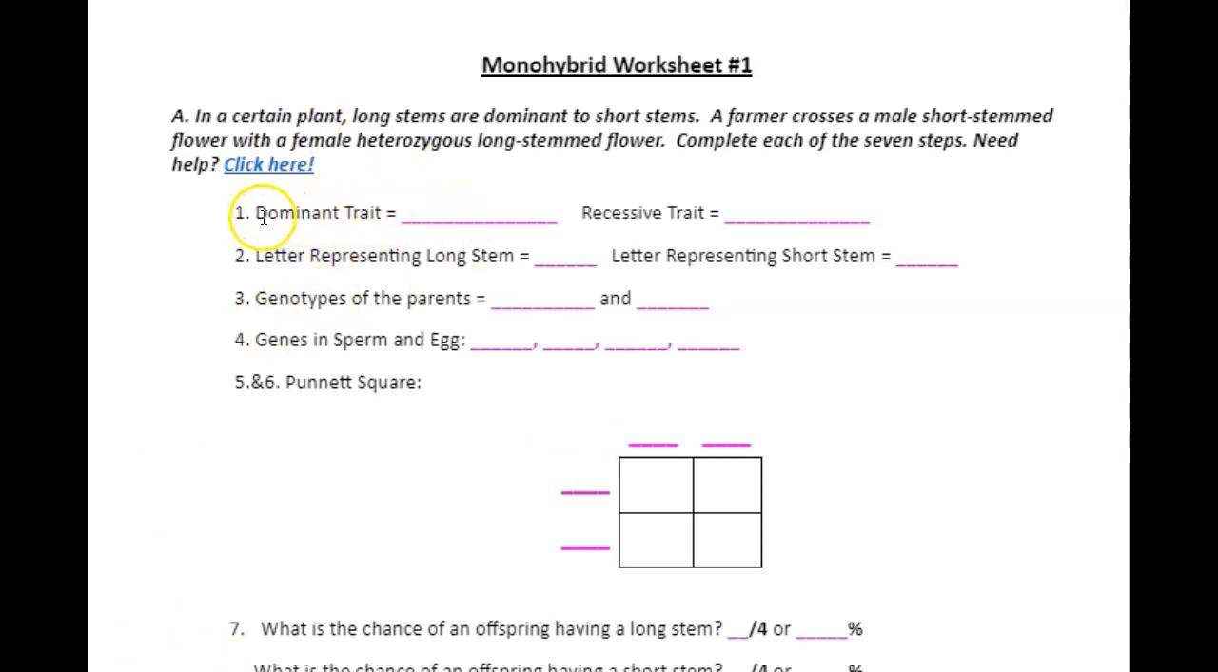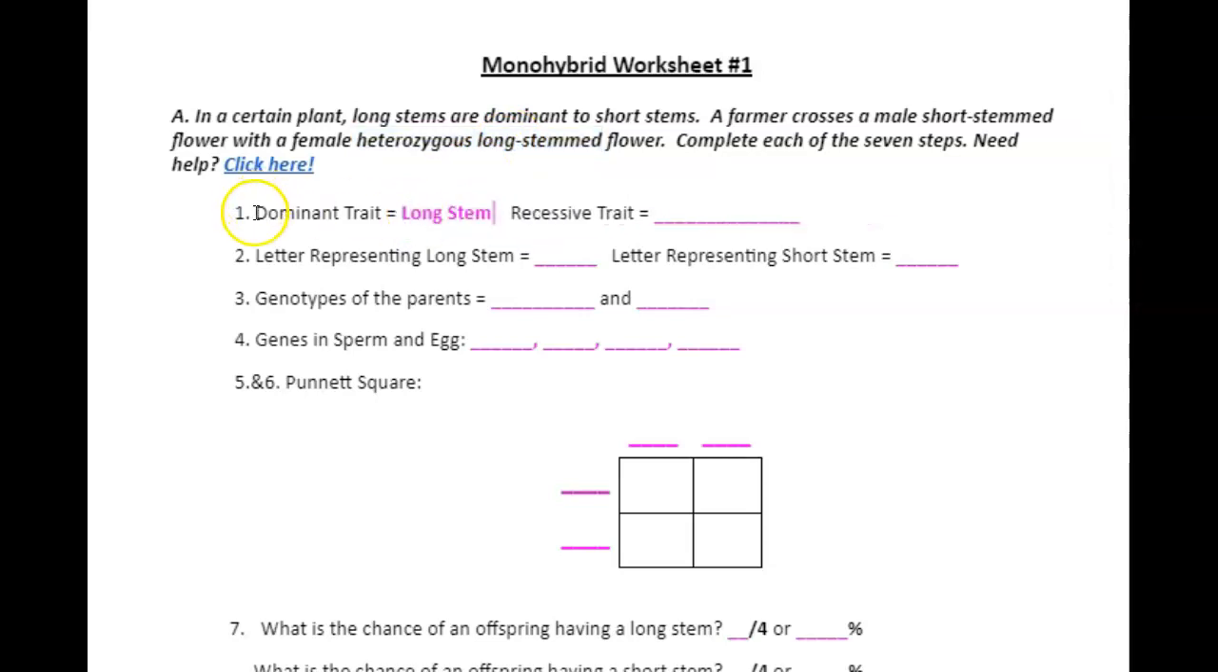So the first thing we need to do, step number 1, is figure out what's dominant and what is recessive. So it says in a certain plant, long stems are dominant to short stems. So that told us right there. If it didn't tell us, one thing we can do is if it says heterozygous long-stemmed, we know heterozygous means one of each letter. And so the dominant trait's going to win. So if it's heterozygous and it says it's long stem, that means long stem must be dominant. That's another way you can check. So long stems are dominant to short stems. So the dominant trait's going to be long stem.